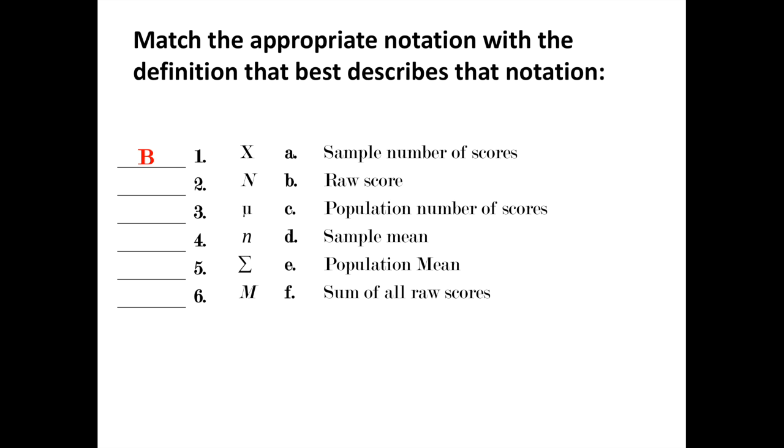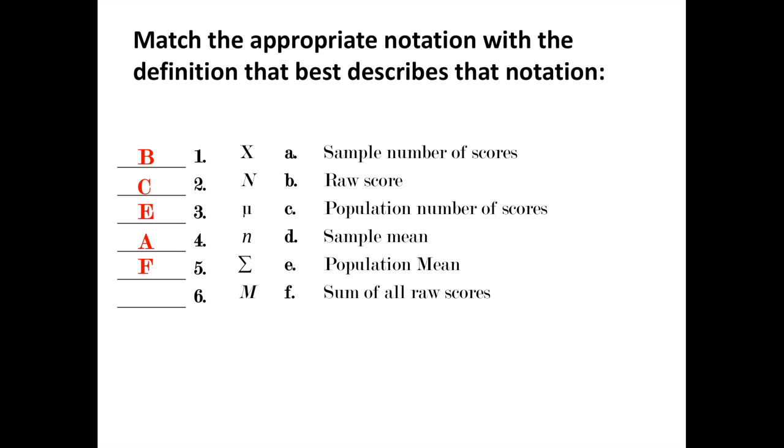So X is going to denote anytime that we're using a raw score, so one individual person's score, also called a datum, right? N is the population number of scores, so it's big N. Number 3, mu, which looks kind of like an upside down N or a really fancy U, is the population mean, and it's pronounced mu. And little n is the notation for a sample of scores. So, big N for population and little n for sample.